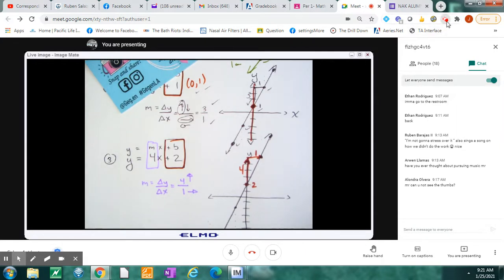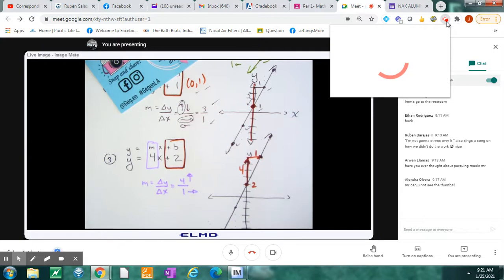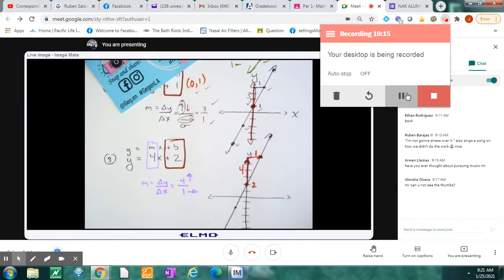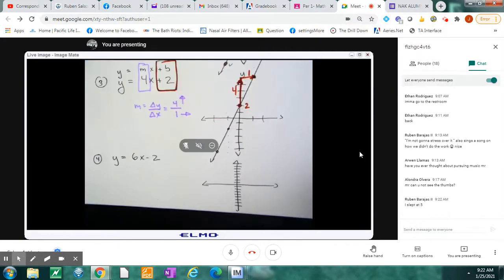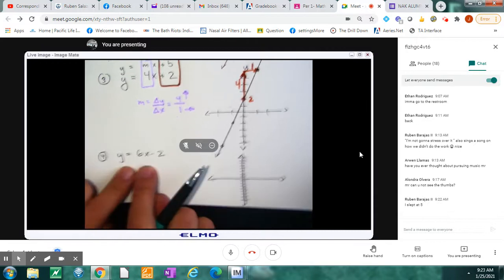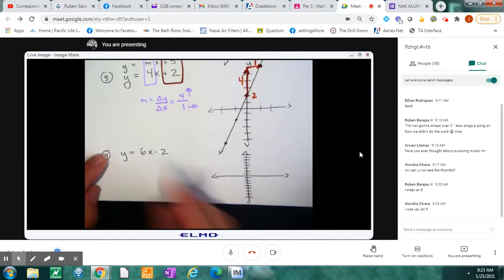It's taking us a little longer because I need to explain it. So again, can we graph this equation? Well, let's see. Let's go.